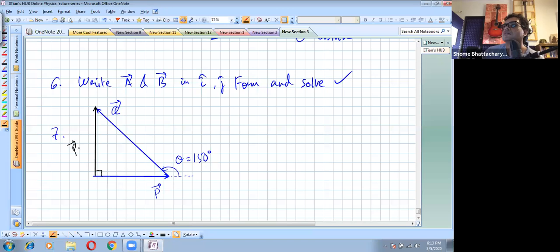So now you can just use the fact that this angle is alpha. This is P and this is Q. You can see that P by Q is equal to cos alpha, which is cos 30. That's it. So from that you will get P is to Q. Very simple. That's one way you can do the question.